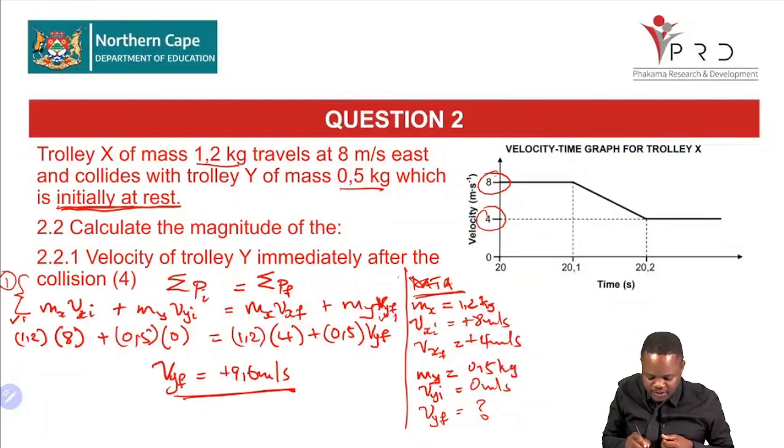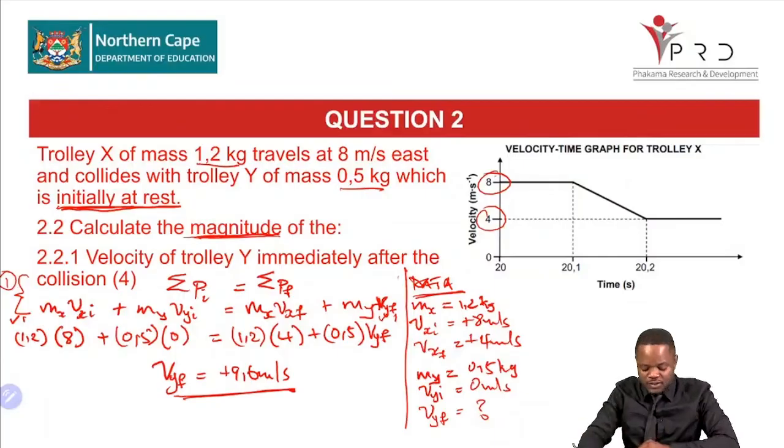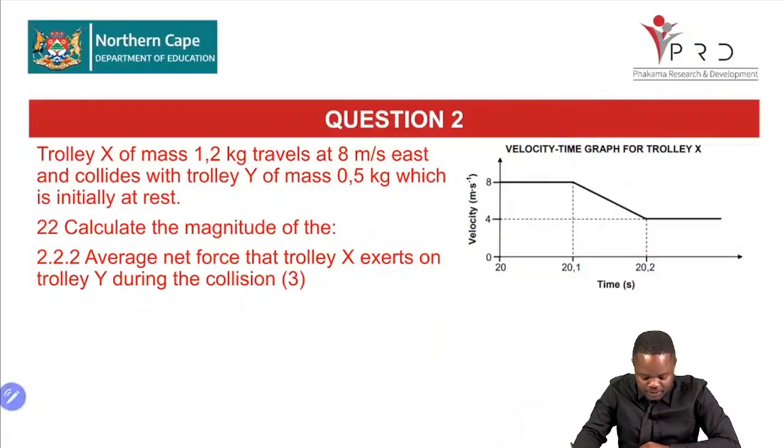But remember, the question said the magnitude. So we don't care about the direction at this point because we just need the magnitude. That is the size of our velocity. But we know that it is going east. And I hope you got it correct. Okay. Let's go to the next part.